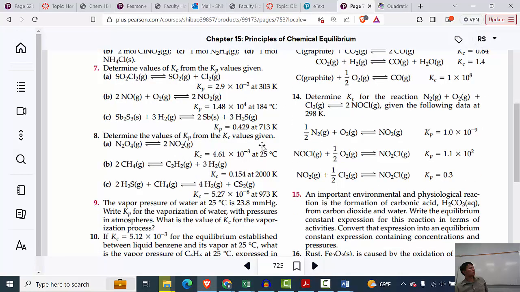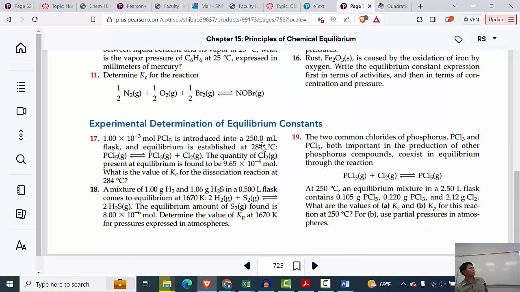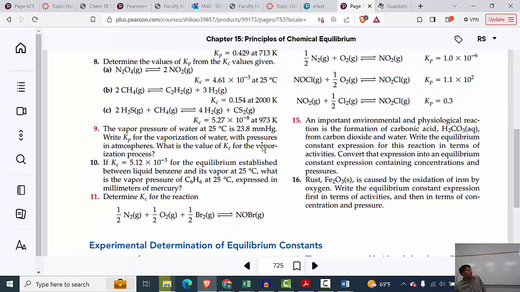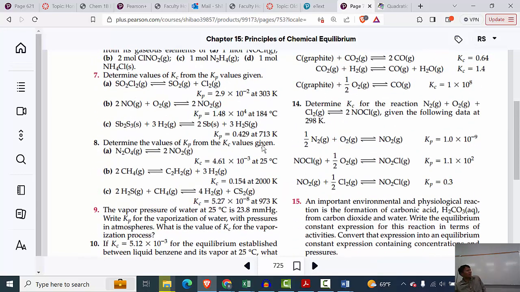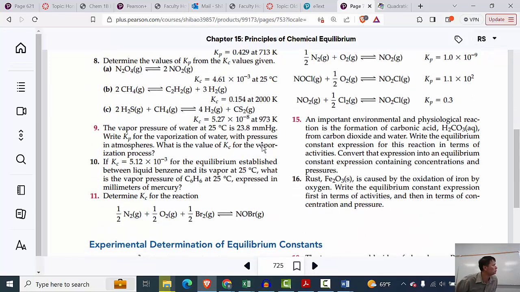So this is just generating the expressions. This is products over reactants. That's it. Here you'll have to convert between Kcs and Kps. Here they're asking for Kc, but they give you Kp. Also, this one we have to add up equations, like Hess's law. When you add up equations, you have to multiply the K's. You don't add up the K's. Energies like delta H and delta G, we add up.